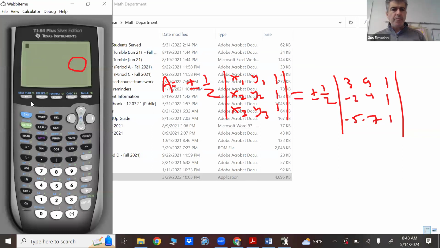Okay. You could do this if you hit second x -1, that calls up the matrix menu. You can select determinant. And if you hit alpha zoom and define your matrix 3 by 3. And then just type in the numbers. Actually, I have a keyboard, so it's a little easier for me.